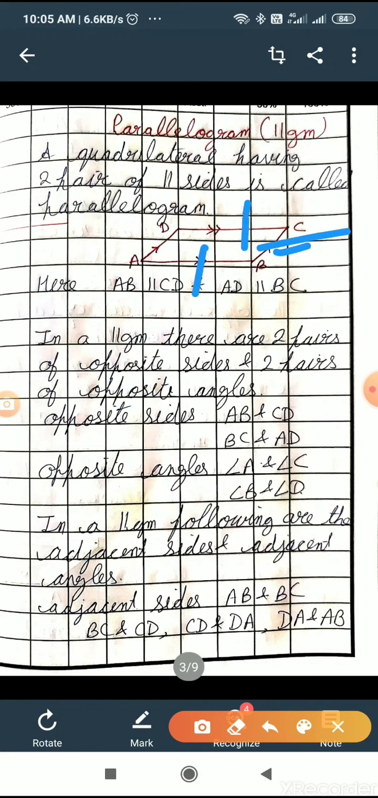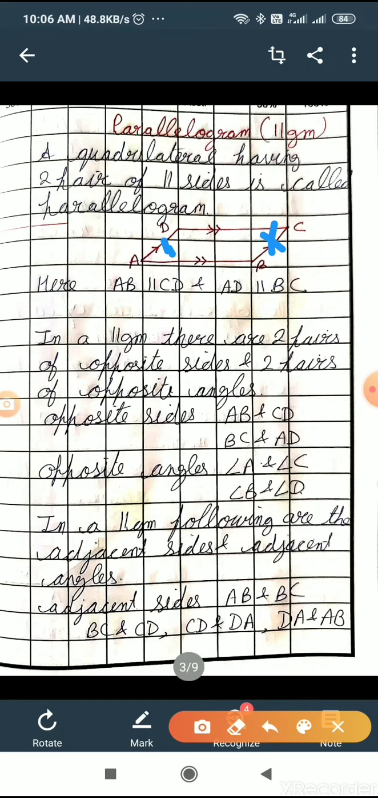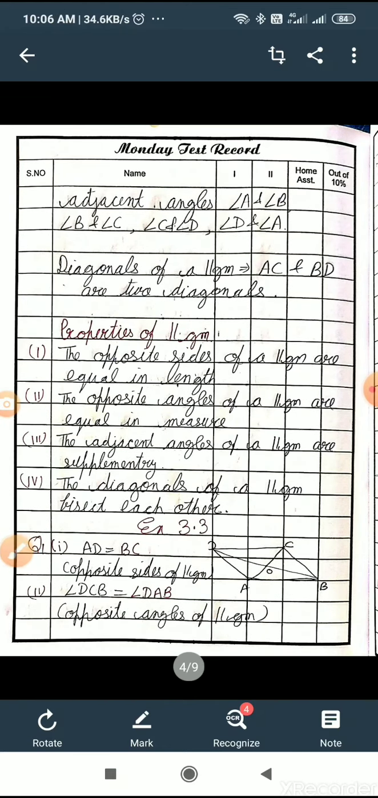Similarly, AB and CD and BC and AD. Okay. Similarly, what are the opposite angles? Angle A and angle C. So these two angles will be equal. Similarly, angle B and angle D will also be equal.